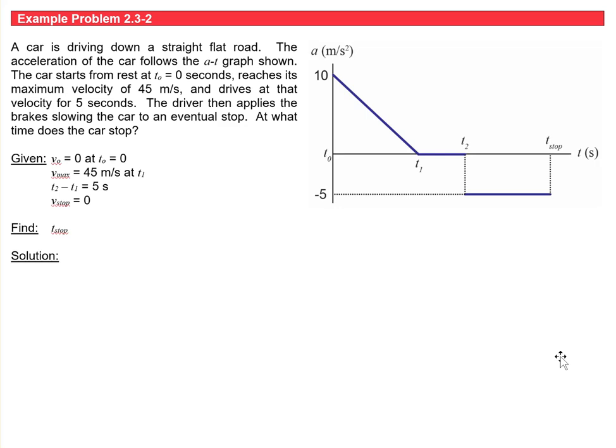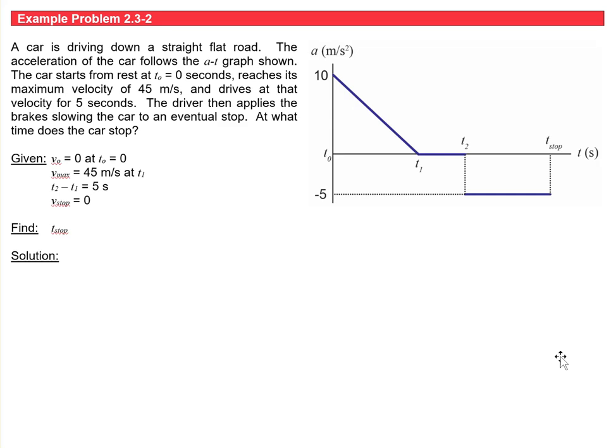In this example, we have a car that's driving on a straight, flat road. The acceleration of the car is shown in the acceleration time graph. The car starts from rest, reaches a maximum velocity of 45 meters per second, and drives at that for 5 seconds. The driver then applies the brakes, slowing the car to an eventual stop.